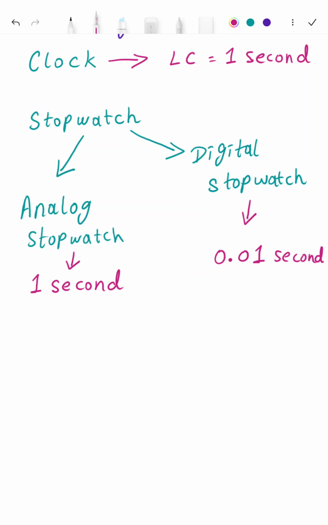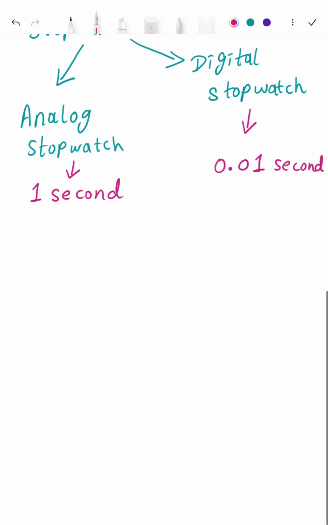So that's why you see that whenever there is some competition going on, like a swimming competition or a race competition, we always use a digital stopwatch.